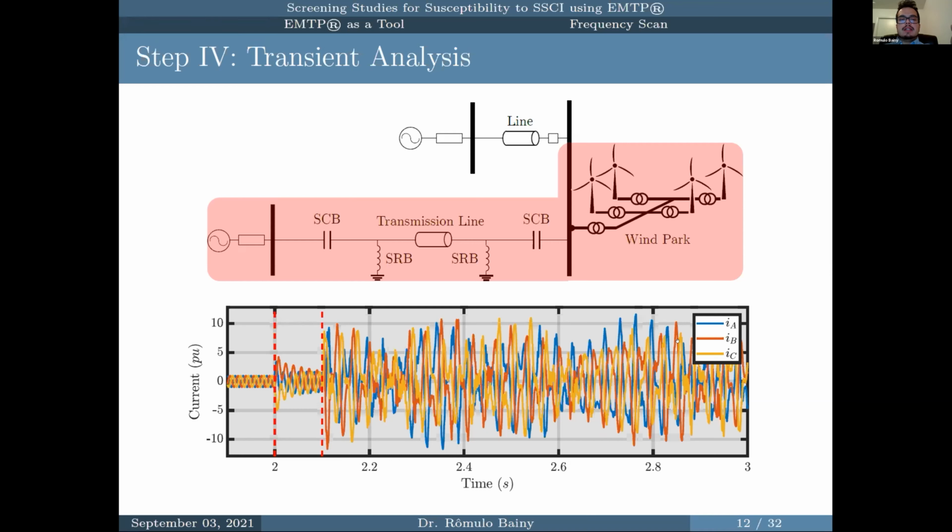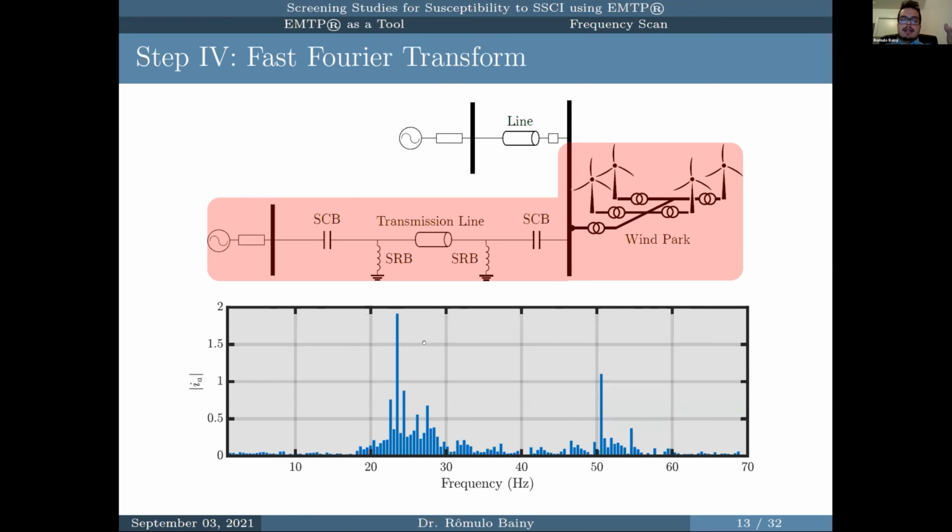Those oscillations were measured in the current at the ends of the wind park using regular CTs. In this case, for the simulation, we just had the probes available in EMTP, and for the oscillations, I just did the FFT to measure them.